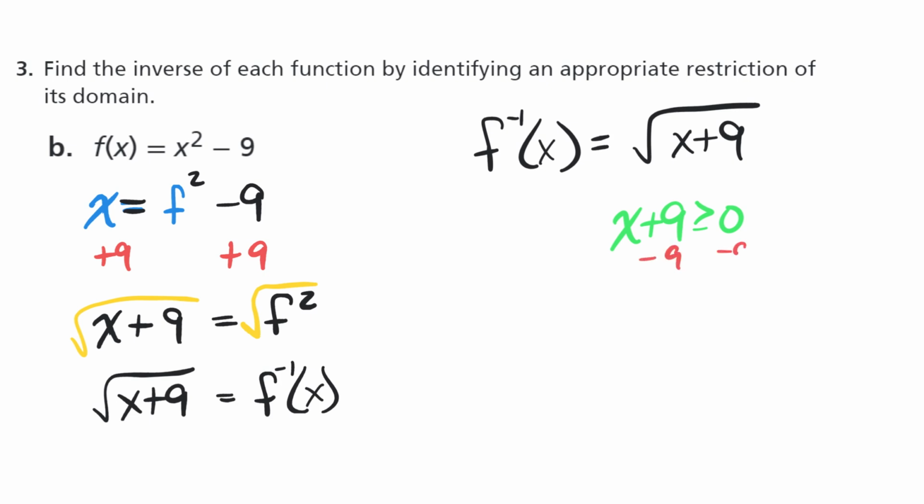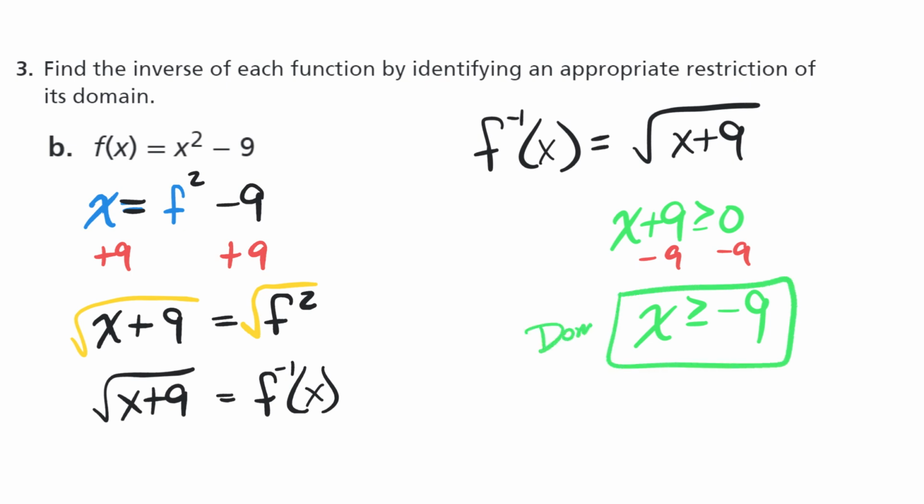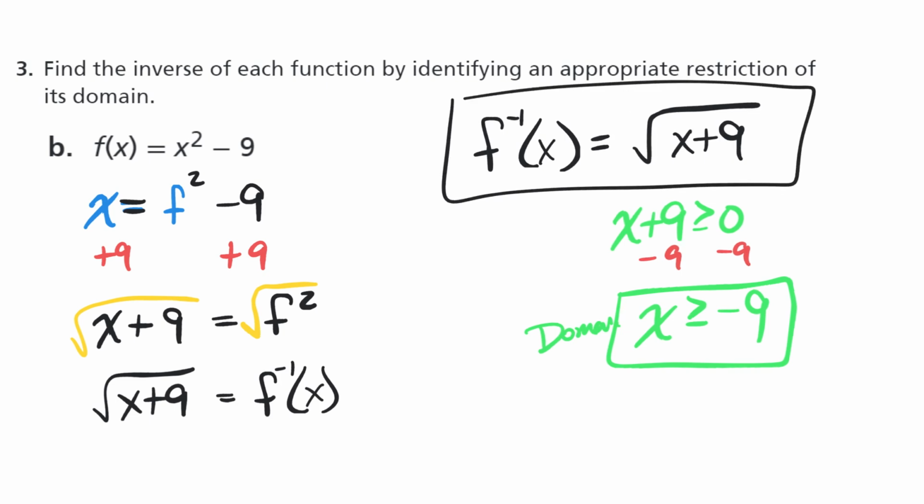So this one we have to do a little bit of math, just a little. So our domain would be all x values greater than or equal to negative 9. So our function, inverse function, is this, and our domain is that.